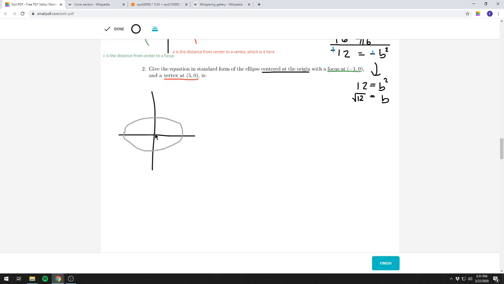If you don't like labeling the center because it's always the origin, you don't have to. That doesn't even look like a C. Get rid of that. But we have our vertex at 5, 0. The vertex is where we hit the axis. And our focus is at -1, 0.